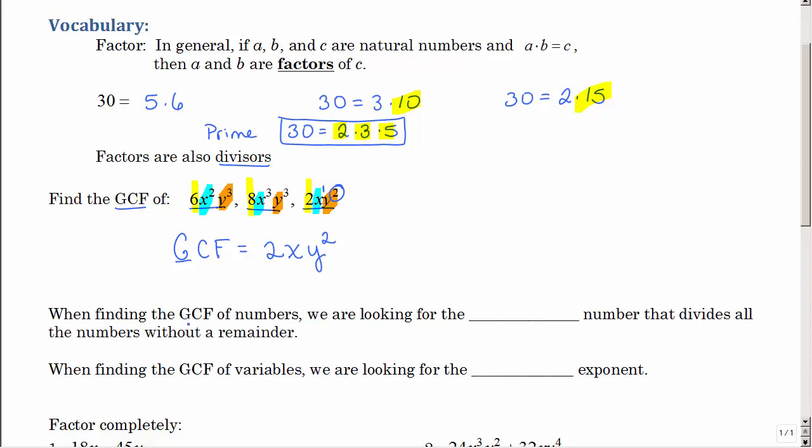When finding the GCF of numbers, we are looking for the largest number that divides all the numbers without a remainder. Looking at the numbers, we want the largest. When finding the GCF of variables, we are looking for the smallest exponent on the letter that they have in common. If you go back up to here, that's exactly what we did.